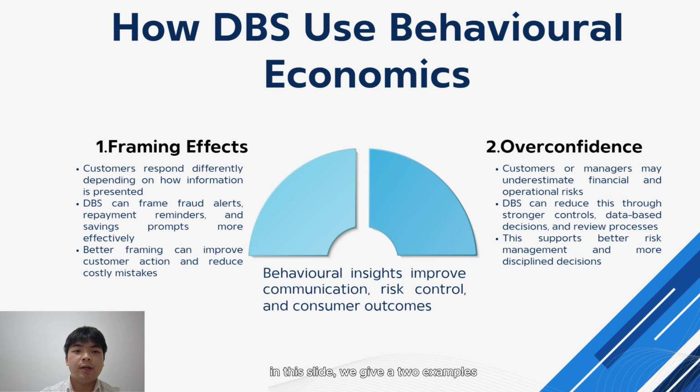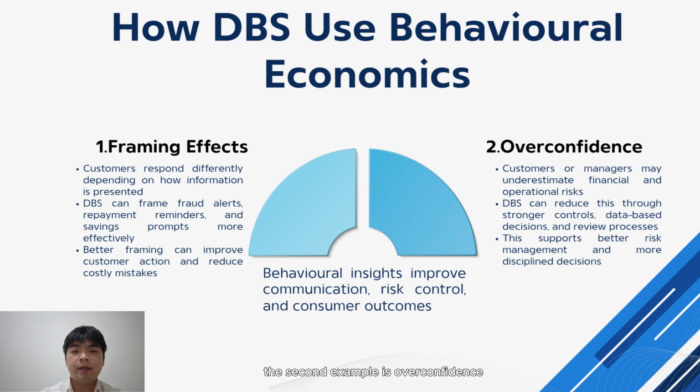In this slide, we give 2 examples. The first example is the framing effect. Customers respond differently depending on how information is presented. DBS can frame fraud alerts, repayment reminders, and savings prompts more effectively. Better framing can improve customer actions and reduce costly mistakes.